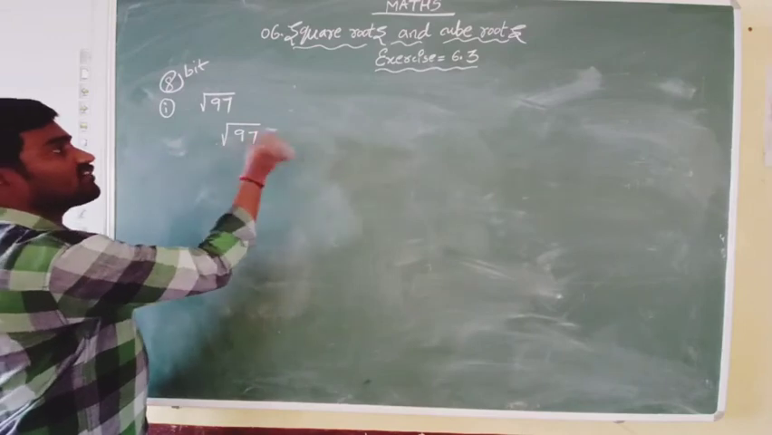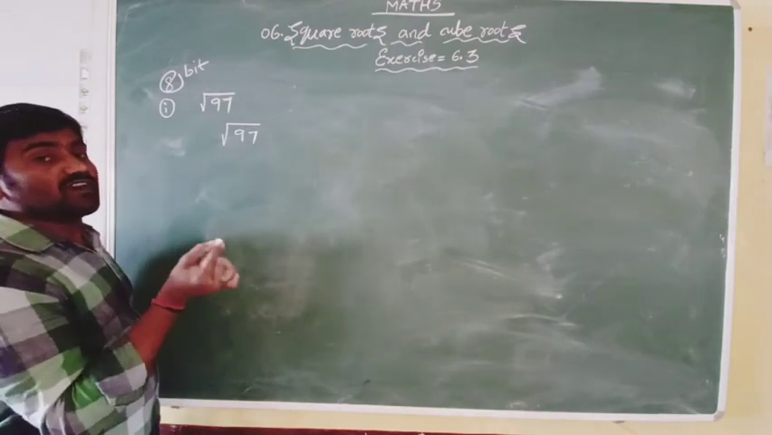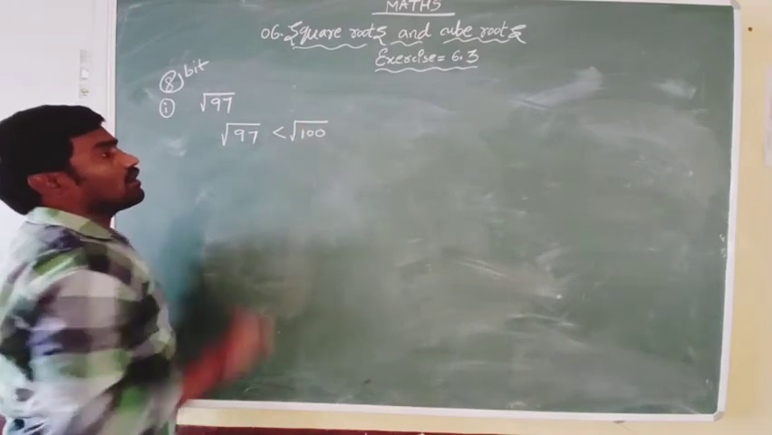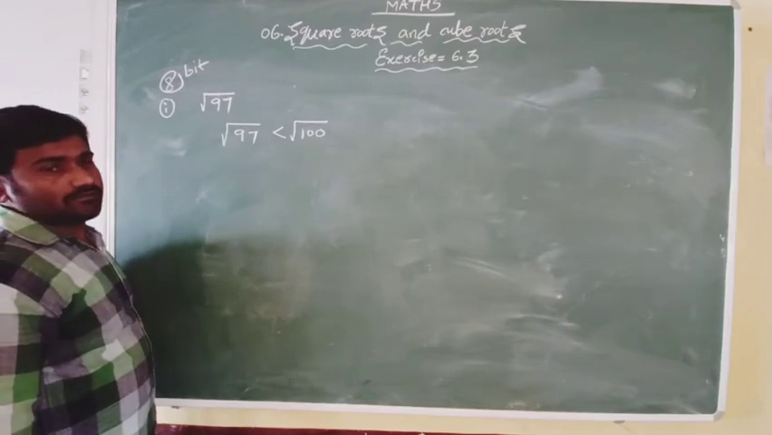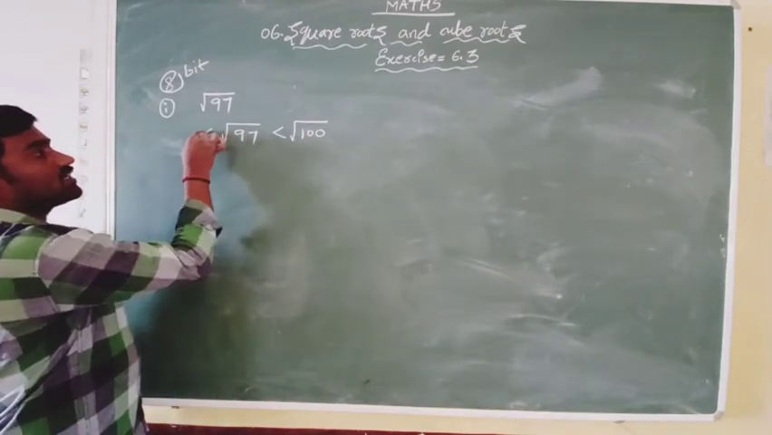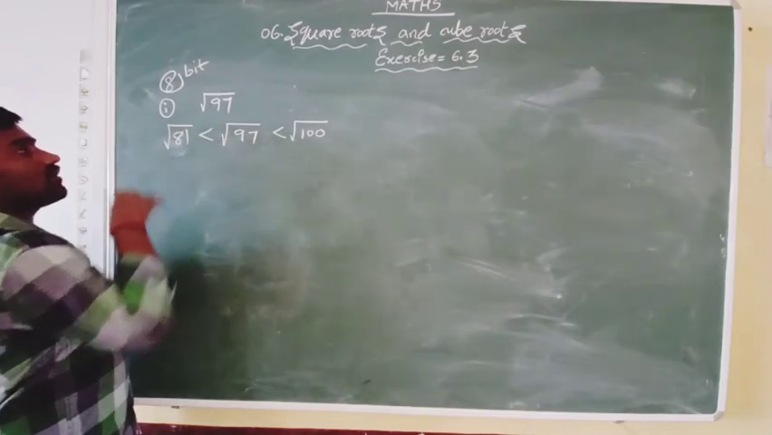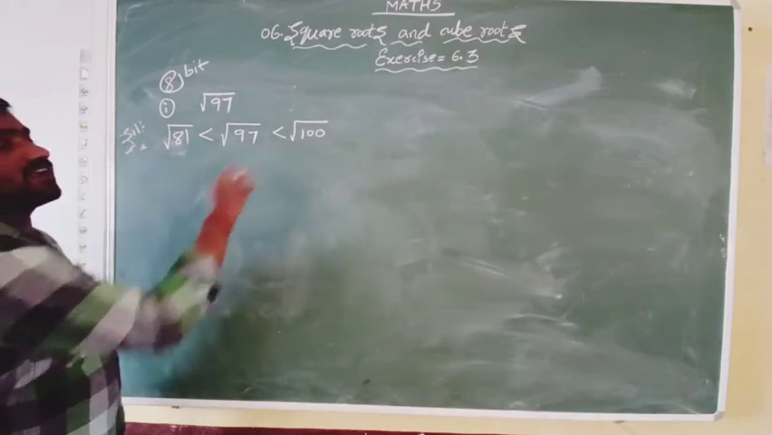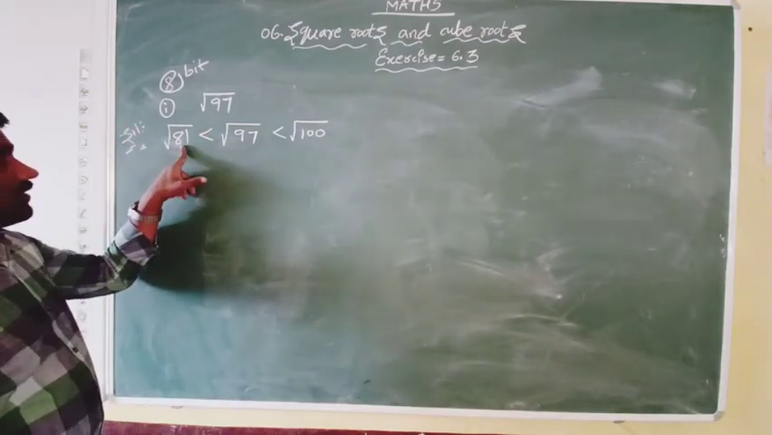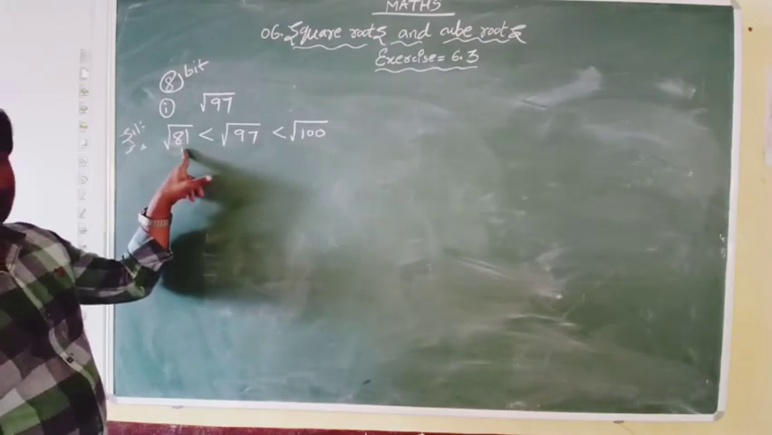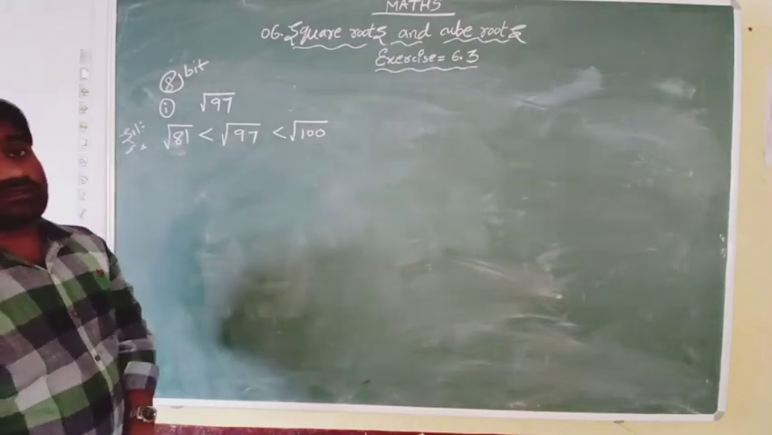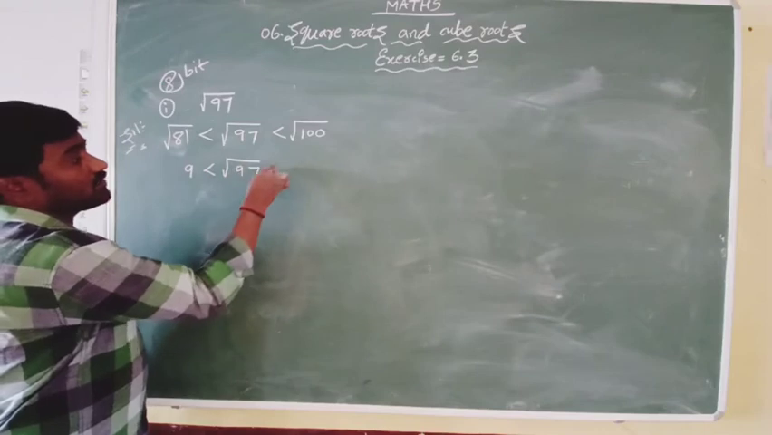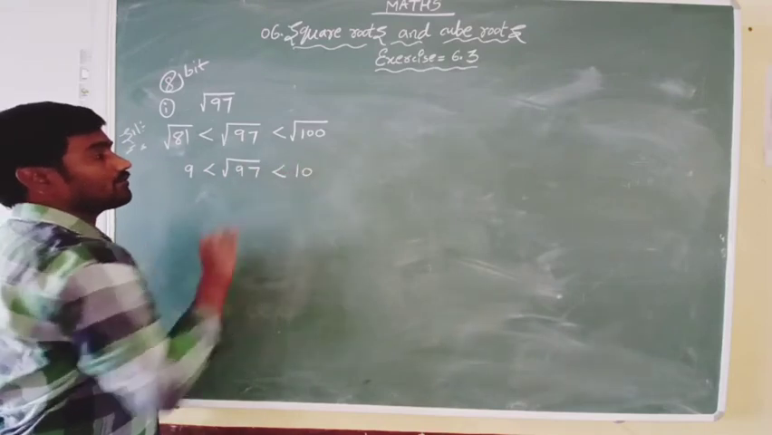Before this 97 and after this 97, we have to write some perfect square numbers. 97 is less than square root of 100, and it is greater than square root of 81. This step is important. How did I write 81 and 100? Because square root of 81 is a perfect square, and square root of 100 is a perfect square number. Here you will get 9 less than square root of 97 is less than 10.